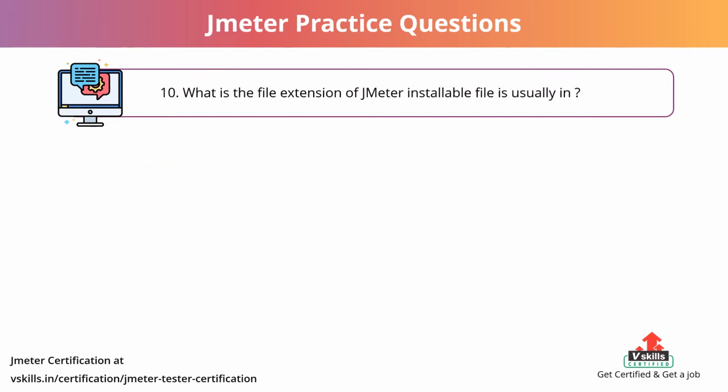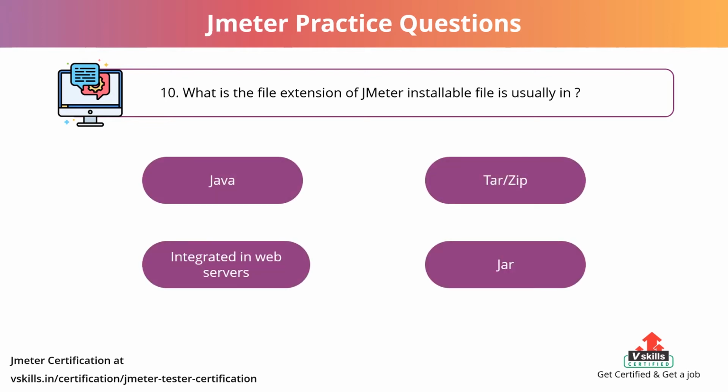Question number 10. What is the file extension JMeter installable file is usually in? The options are A. Java, B. tar or zip, C. Integrated in web servers, D. jar. The correct answer is option B.